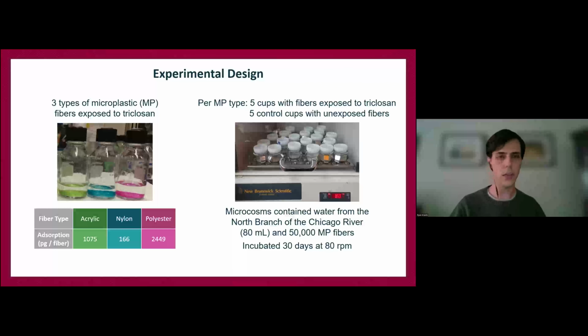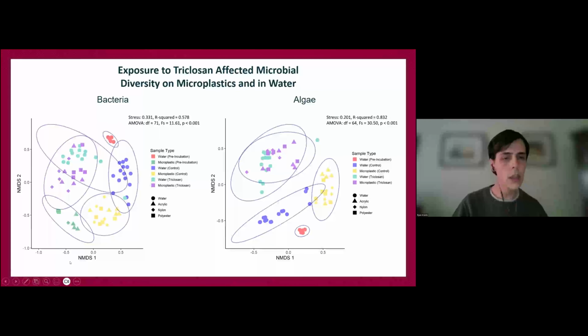So our initial findings seen in these beta ordination plots indicate that there was a significant effect of exposure to triclosan on the microbes, both on microplastic samples and the water.